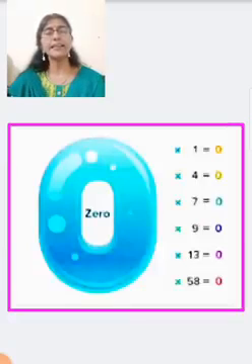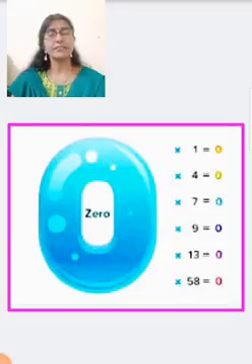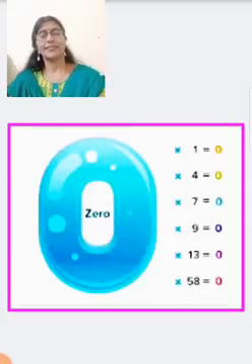Now here you see 0 is multiplied by integers. Numbers here you can see 0 multiplied by 1, 0 multiplied by 4, 0 multiplied by 7, 0 multiplied by 9, and then 13, and then 58. And what is the product? The product always here is 0. So I hope you all understood this property.